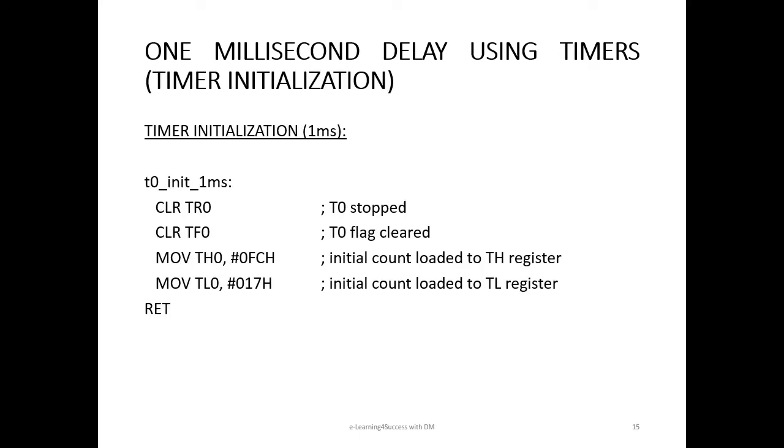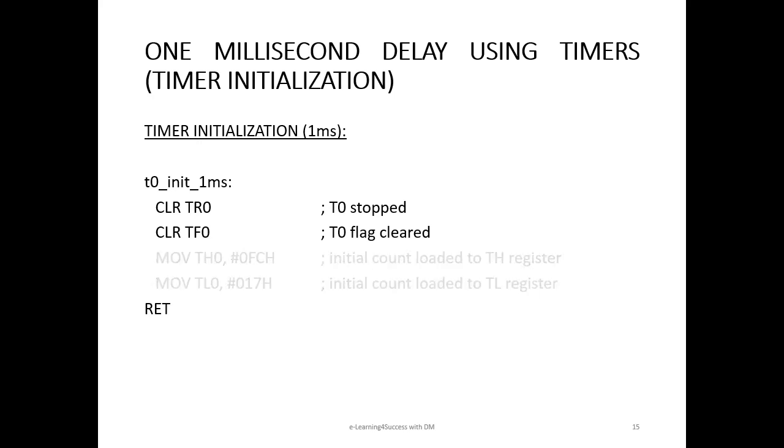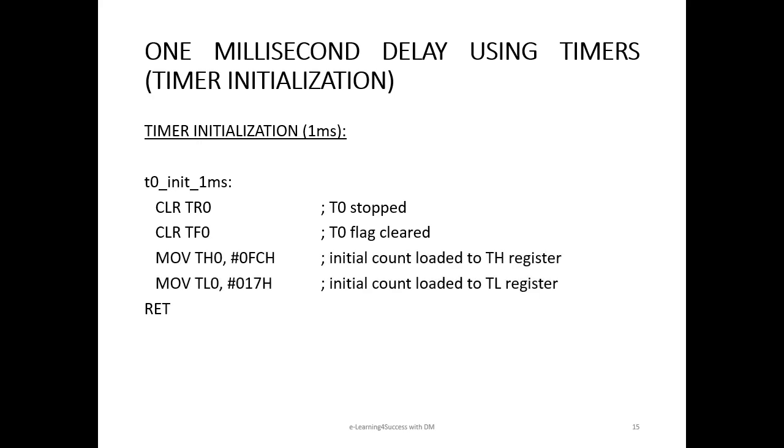Now we will write the assembly language codes for initializing T0. We will write T0_init_1millisecond subroutine for this. Here we will stop the timer and clear the timer flag. Also, we will be loading the initial counter value to the timer counter registers. We have already discussed these steps.